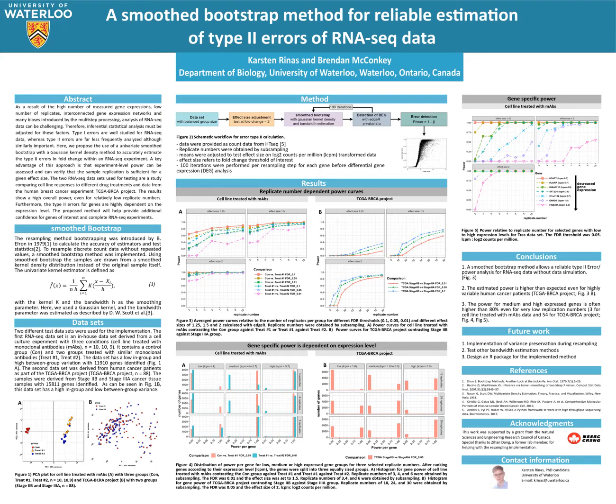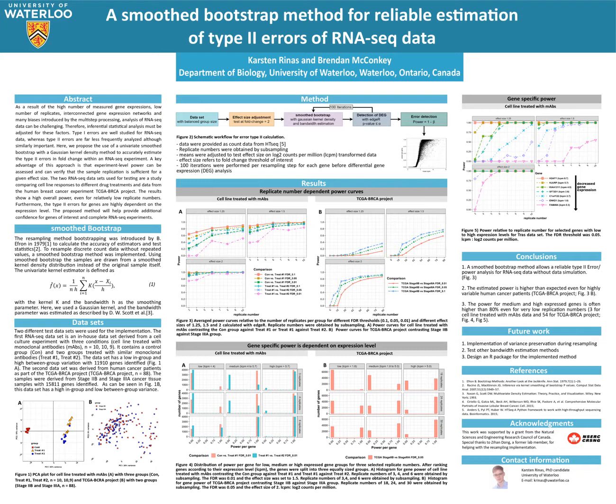The results section covers figures 3, 4, and 5. The power for each dataset was calculated for various replicate numbers, effect sizes, and FDR thresholds. For the cell line treated with monoclonal antibodies, we compared the control group against treatment 1 and treatment 1 against treatment 2. For the TCGA-BRCA project, we compared the stage 2B against the stage 3A cancer samples.